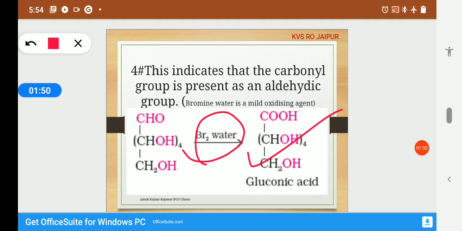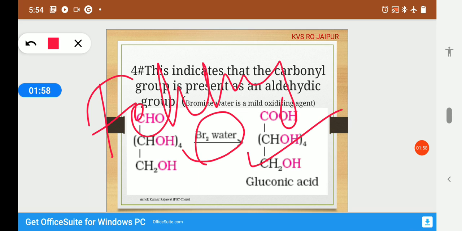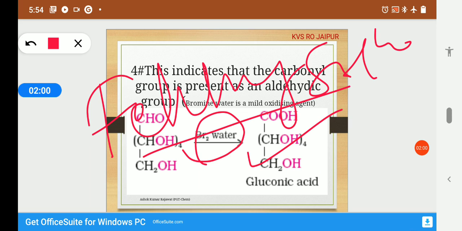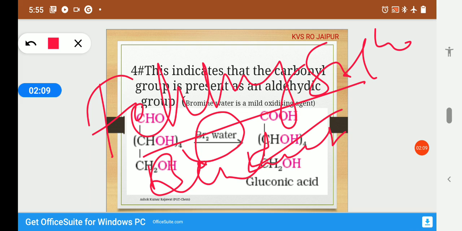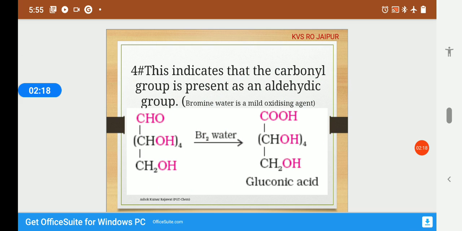The presence of aldehyde can also be confirmed by the reaction of glucose with Fehling solution, in which it gives a red precipitate of cuprous oxide. With Benedict solution, in this reaction, it also gives a red precipitate of cuprous oxide. So, by these reactions also, we can confirm the presence of an aldehydic group in glucose.